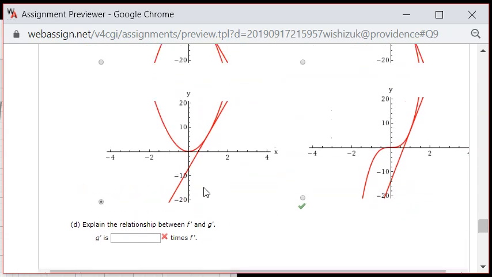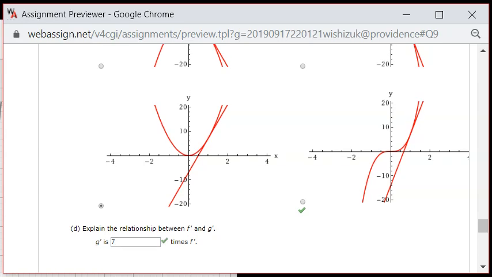All right, last one. Explain the relationship between f prime and g prime. So remember that g is 7 times f of x, right? So the derivative is the same, so this is going to be 7 times f prime of x. All right, so let's check the answer. I came back and it looks like we got part D correct as well. All right, that's it. I hope that this was clear.